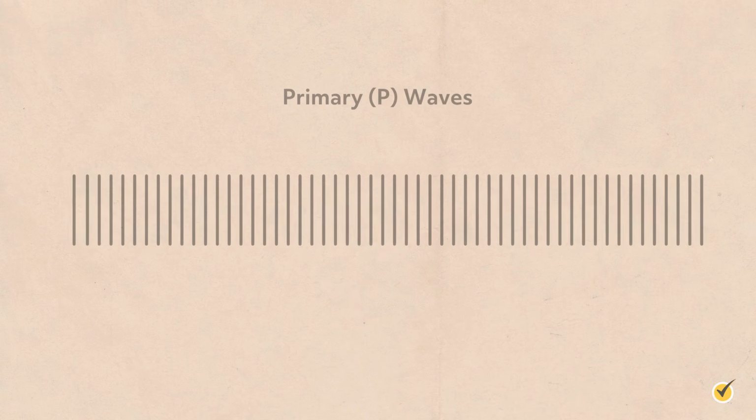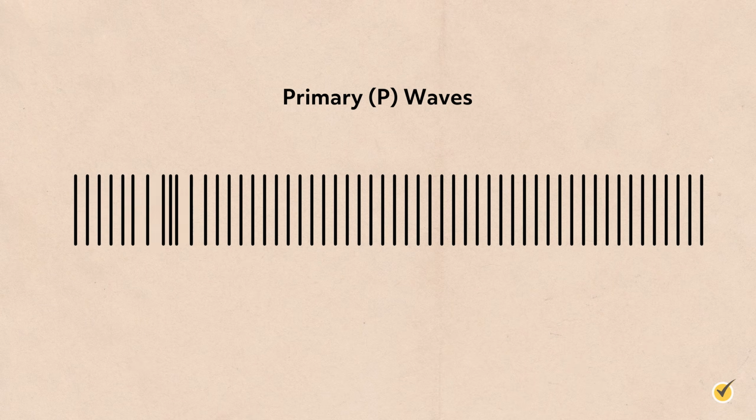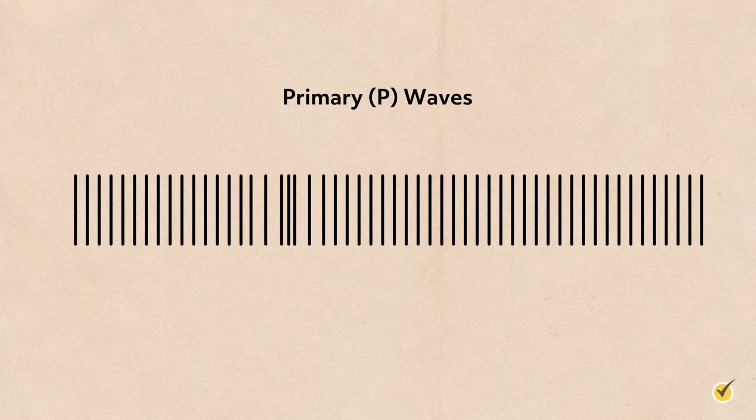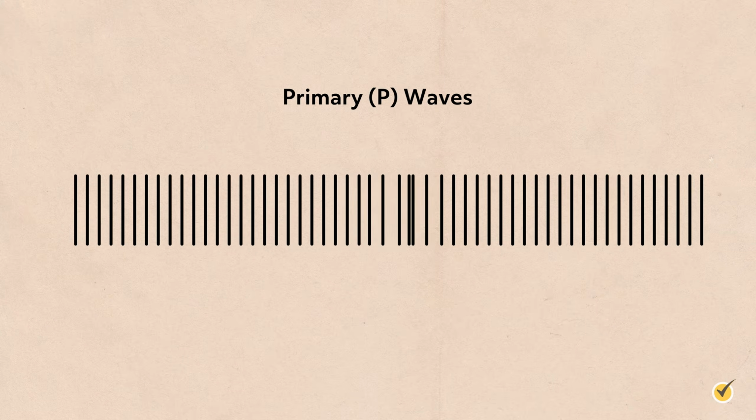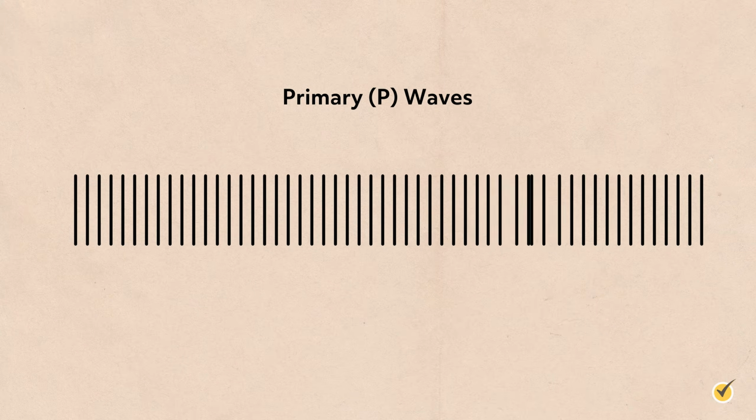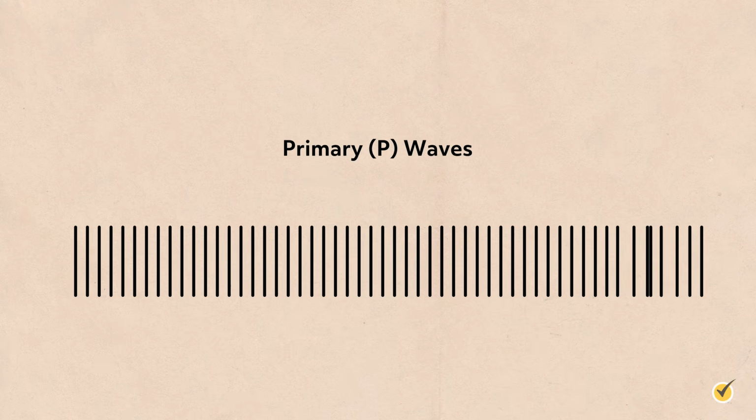There are two types of waves associated with earthquakes, P waves and S waves. Primary or P waves compress and expand the material through which they pass. Think of pushing a spring toward and away from a wall. The waves move in the same direction of motion.